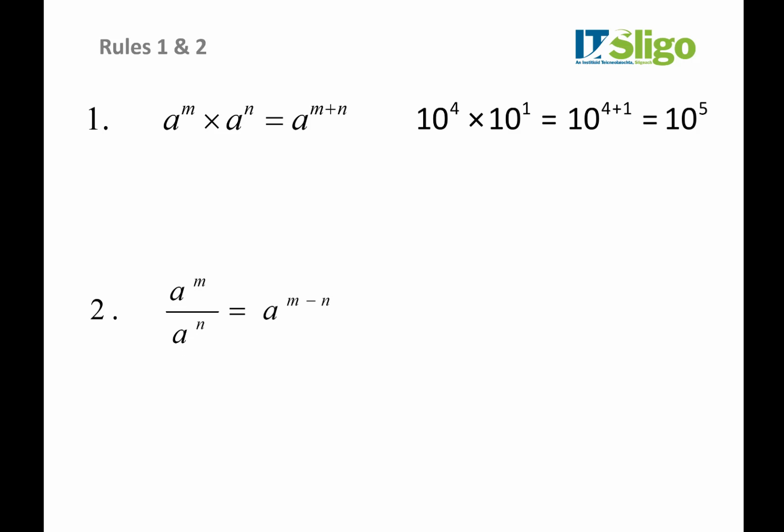The second rule is if you're dividing two powers. Once they have the same base, then we subtract the powers. So here, guys, we have 10 to the power of 4 divided by 10 to the power of 1. How that would look like this. And now we know by cancelling, 10 will go into the top and the bottom. So we've got 10 to the power of 3 left.